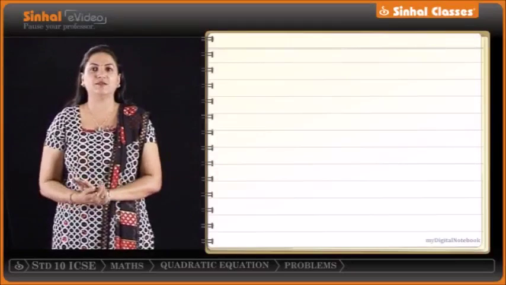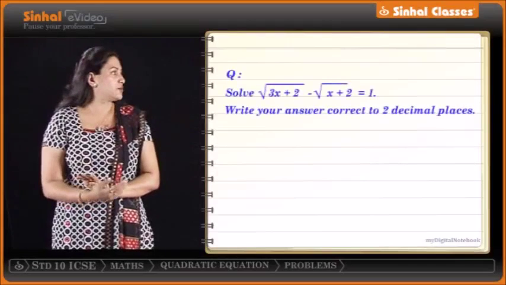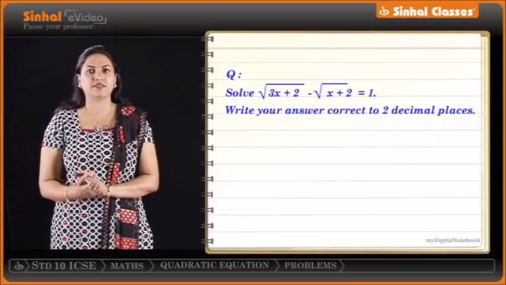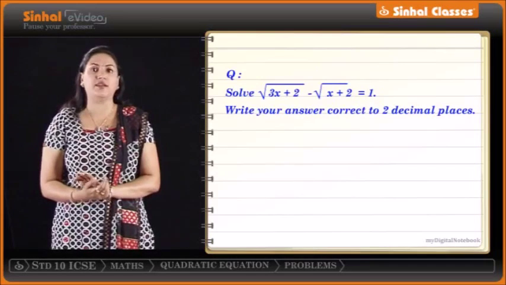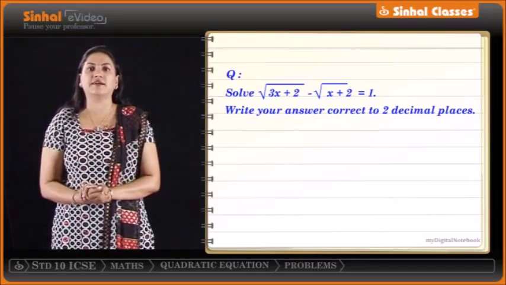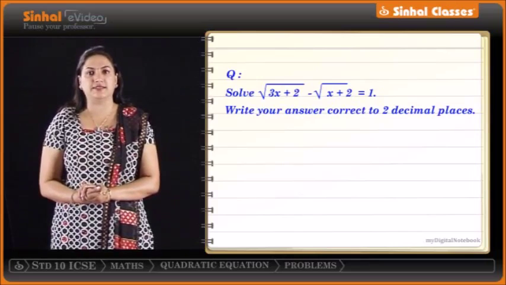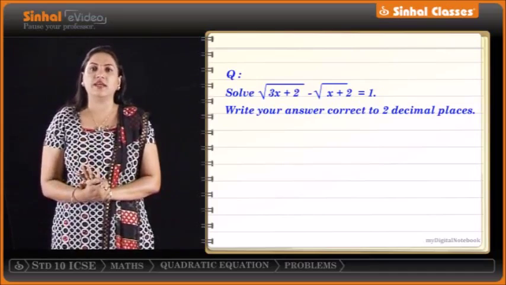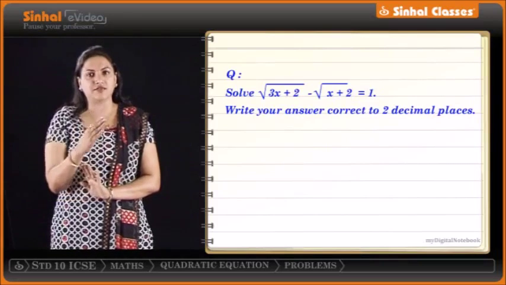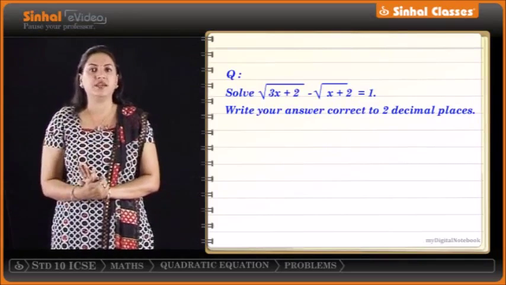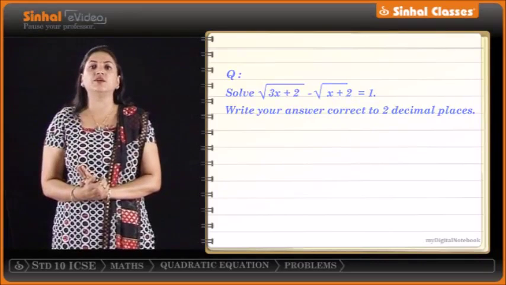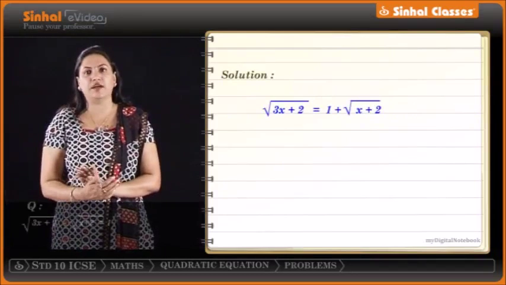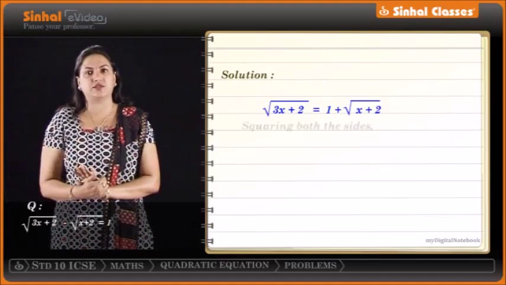Now to the next problem. Solve root 3x plus 2 minus root x plus 2 is equal to 1. Write your answer correct to 2 decimal places. Now first of all, we have 2 roots on LHS. We transfer one root to the right side. We get root 3x plus 2 is equal to 1 plus root x plus 2.